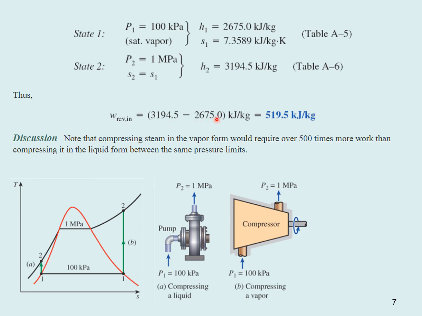This is the difference between the enthalpies, 519.5 kilojoules per kilogram. So here we observe that compressing the steam in a vapor form would require over 500 times more work than compressing in a liquid form between the same pressure limits.